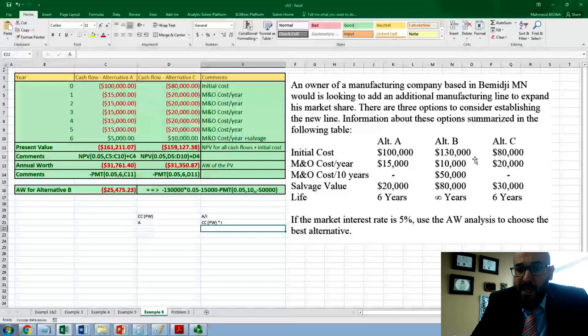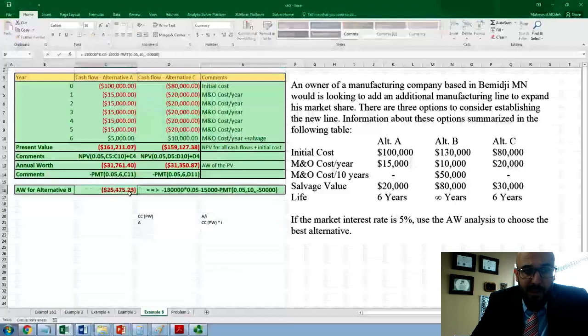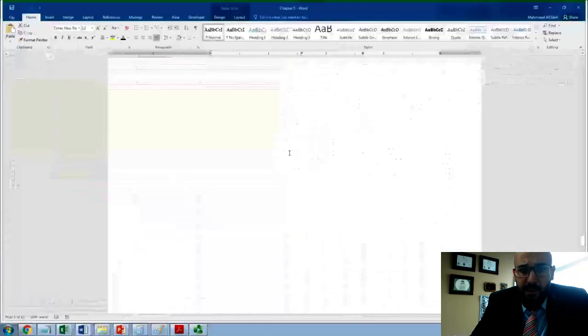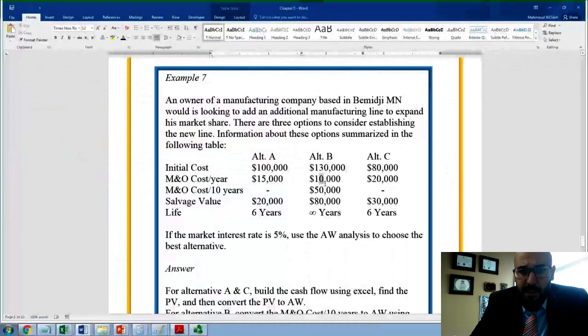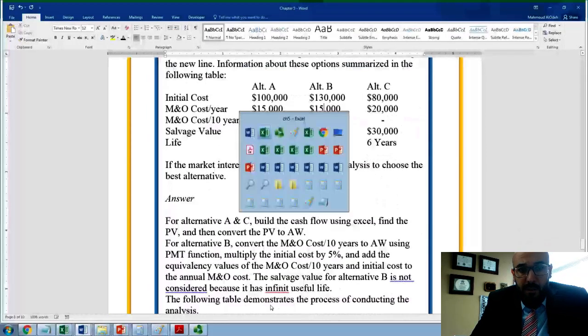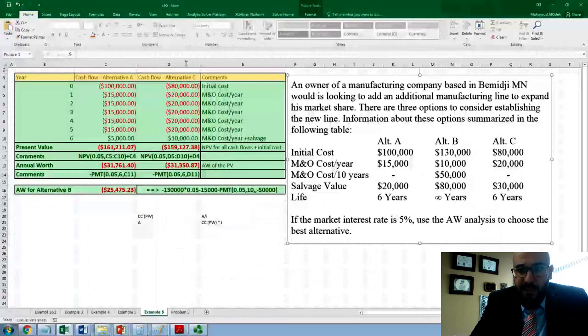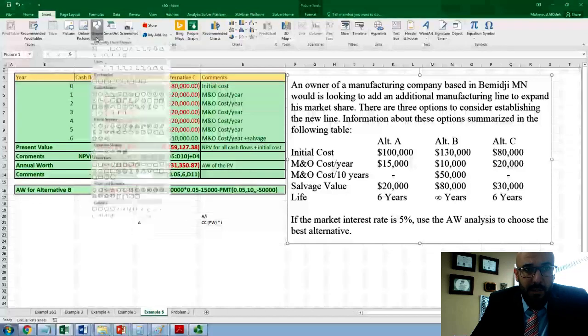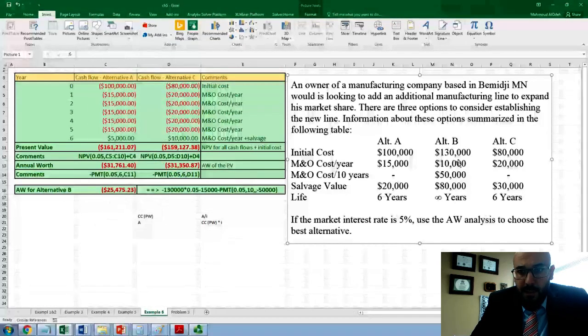And then we add to that the annual maintenance cost of 15,000. Actually, let's correct that to make it 15,000. I'm going to correct this in my table. So this is going to be 15,000.